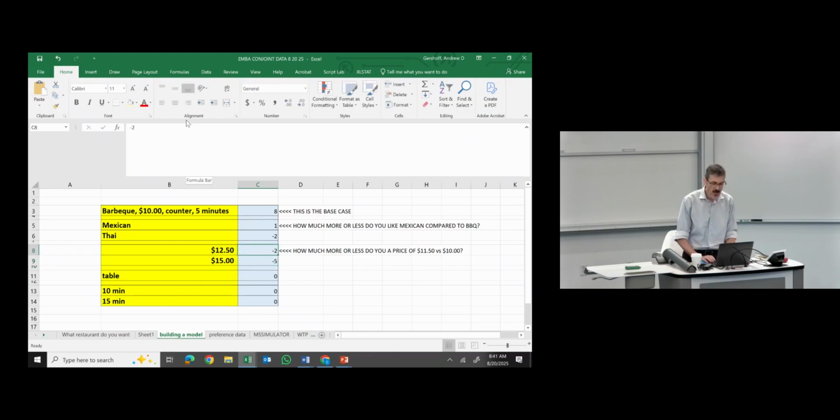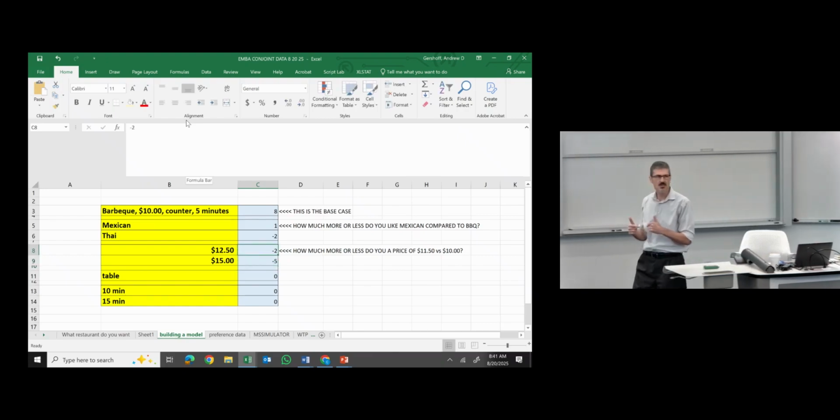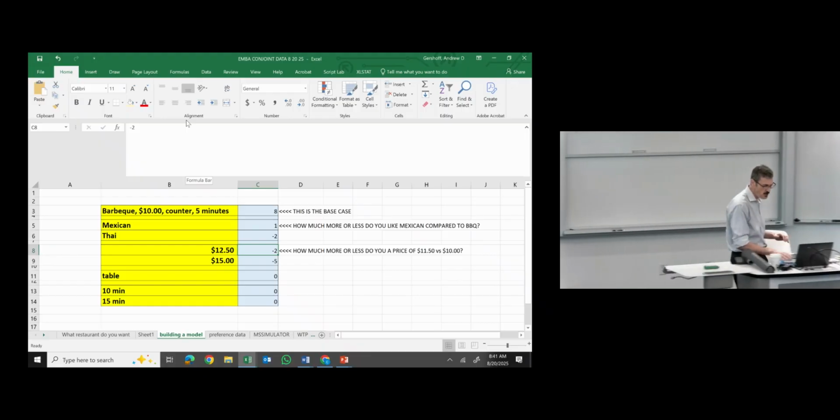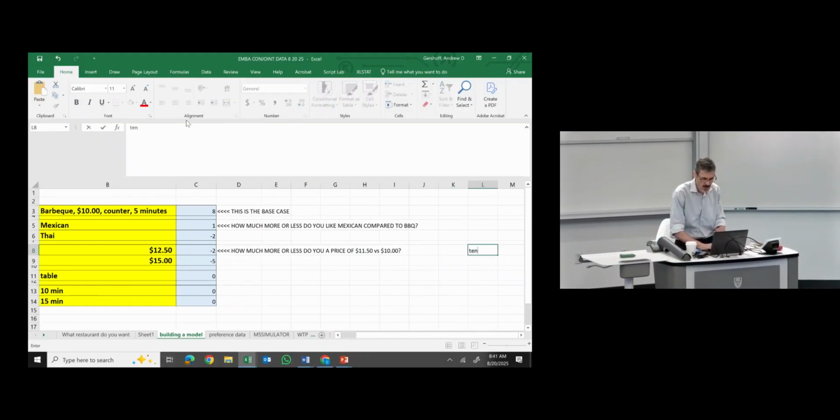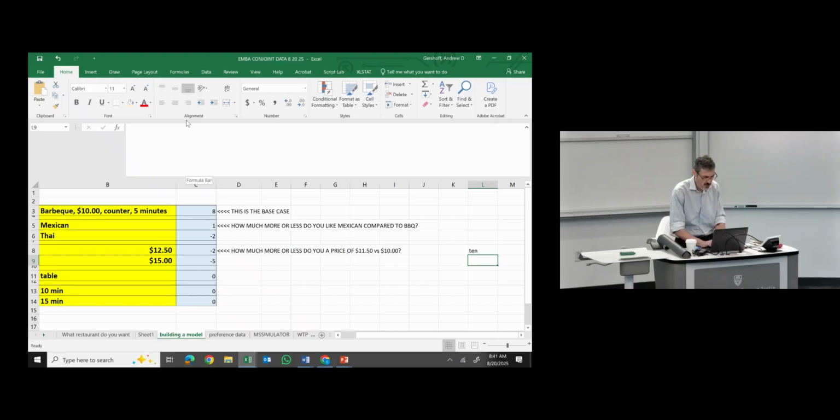And I'm going to point something out which is going to become important later on. Let me show you, at least with this method here. Let's call this 10, let's call this 12.50, and let's call this 15.